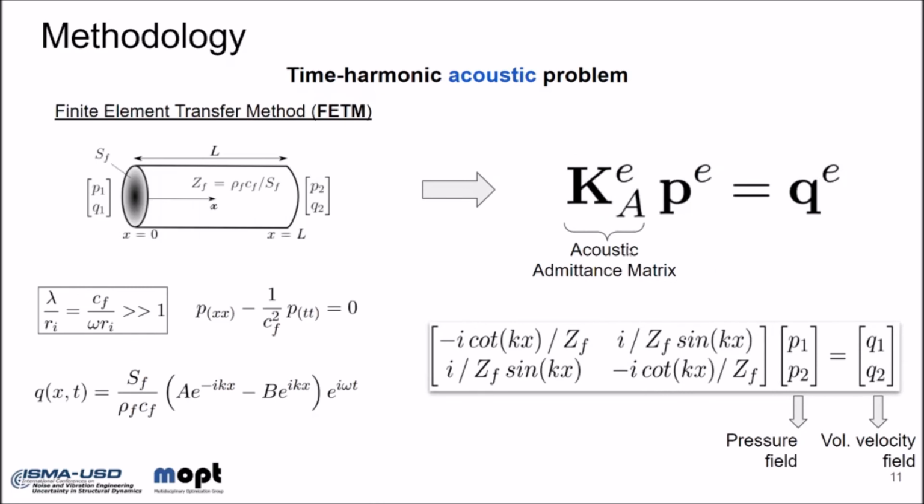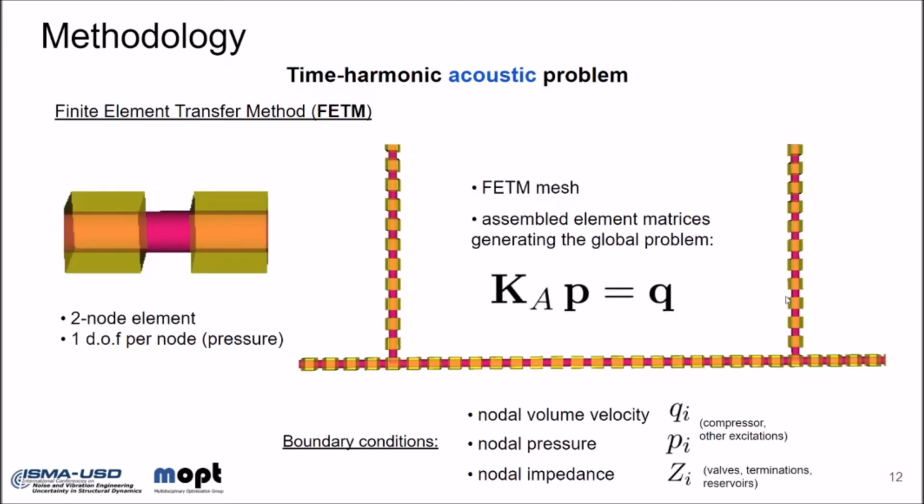A few algebraic operations need to be done to rearrange the variables of the mixed formulation into one not mixed, the same type of variables in each nodal vector, which is more suitable with finite element matrices. This method is known as finite element transfer method. Here we have now the acoustic admittance matrix for a tube element, which relates the pressure field with the volume velocity field. Now, we can develop a numerical procedure based on finite element tubes with 2 nodes per element and 1 degree of freedom per node, the acoustic pressure.